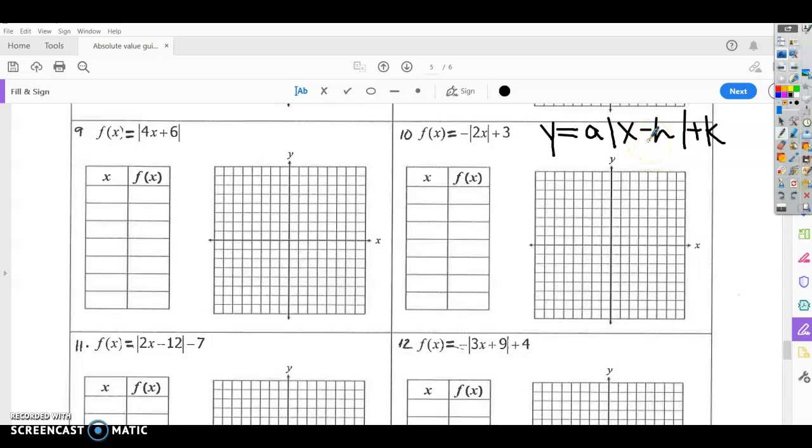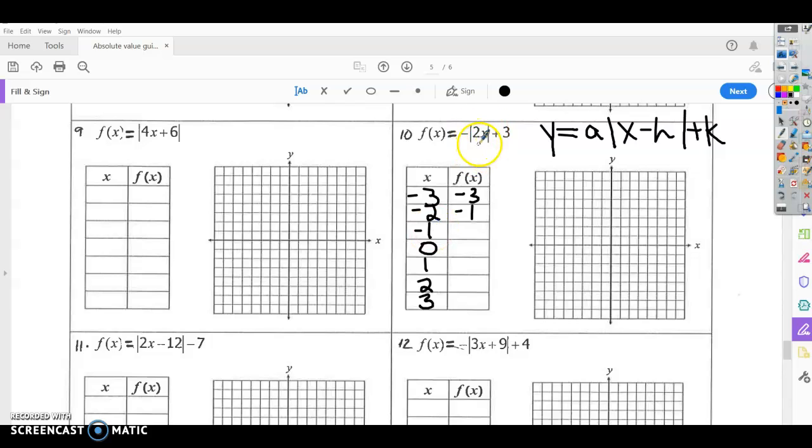So what we're going to do is use 0 for the number in the middle, meaning the vertex. And then we're going to pick numbers on either side. So -1, -2, -3, 1, 2, 3. All right, so -3 times 2 is -6. Absolute value makes it +6. -6 again. -6 plus 3 is -3. -2 times 2 is -4. This becomes +4. Then it becomes -4 again. -4 plus 3 is -1.